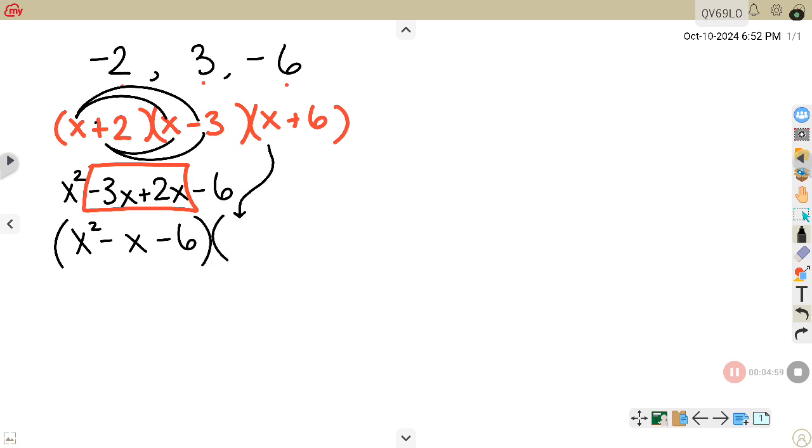Now I'll bring down that last one, which is x plus 6, and multiply that. So the first thing that I'm going to multiply or distribute is this x squared to both of those. So x squared times x gives me x to the third. And then I've got x squared times positive 6, which gives me positive 6x squared.